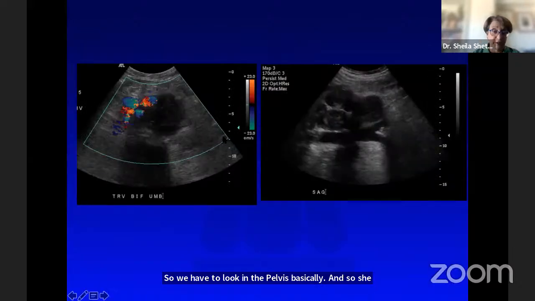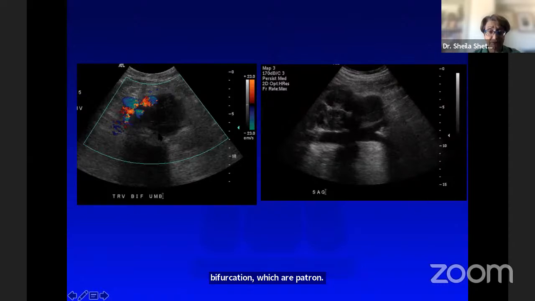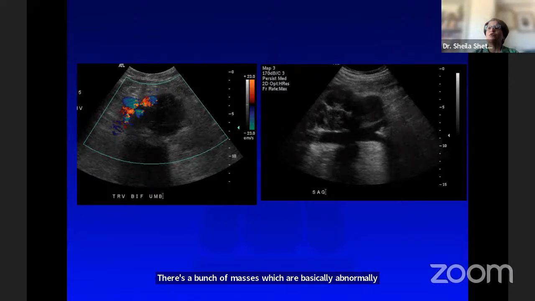So she looked in the pelvis, didn't see too much, and went up to the aortic bifurcation. And here you have the 4 vessels of the aortic bifurcation, which are patent. However, there is a big hypoechoic mass just adjacent to the aortic bifurcation, and you can very nicely show it on the coronal images. There's a bunch of masses which are basically abnormally enlarged lymph nodes. And that is what was causing the lack of phasicity in the left external iliac vein.